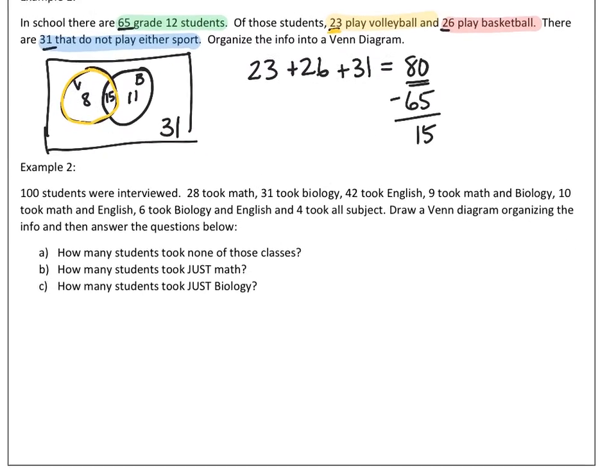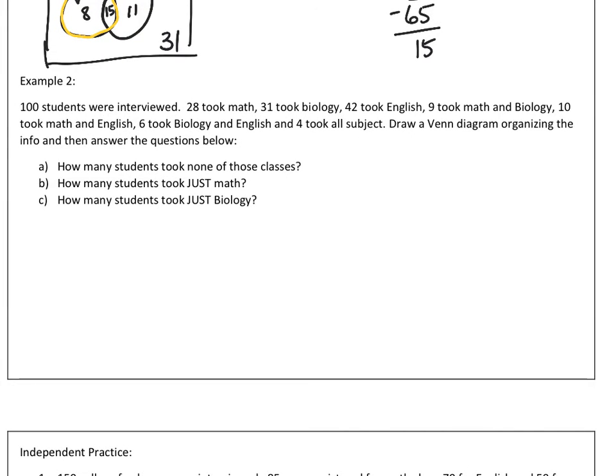Let's look at another example. 100 students were interviewed. 28 took math. Okay, so I'm looking at a total of 100 students, which will be my universal set. 28 took math. 31 took bio. 42 took English. So I actually have 3 sets happening here. 9 took math and bio. 10 took math and English. 6 took bio and English. And 4 took all subjects. Okay, so we got a lot going on here.